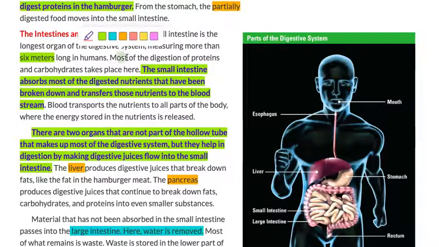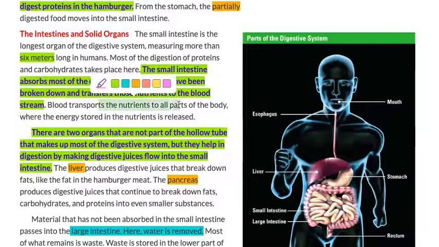And most of the digestion of proteins and carbohydrates takes place here in the small intestine, right? The small intestine is there to absorb or take in your nutrients that have been broken down, and it will transfer those nutrients into the bloodstream, right? And that blood will transport those nutrients to all parts of the body where energy is stored and nutrients can be released.